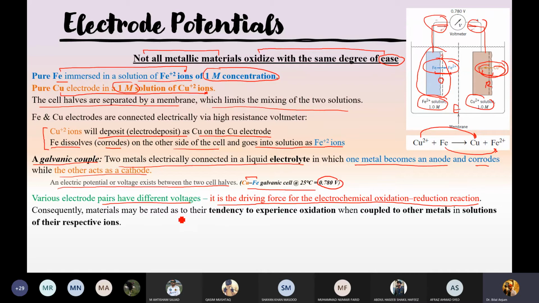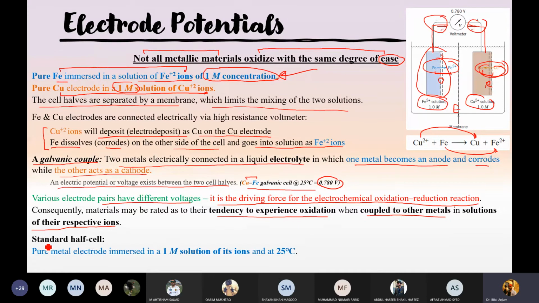In other words, materials may be rated as compared to the tendency to experience oxidation when coupled to other metals in solutions of their respective ions. So you have two conditions. Number one, the molarity is fixed, 1 molar concentration of its own ions, and the temperature is fixed. For this condition, you can develop the tendency table.